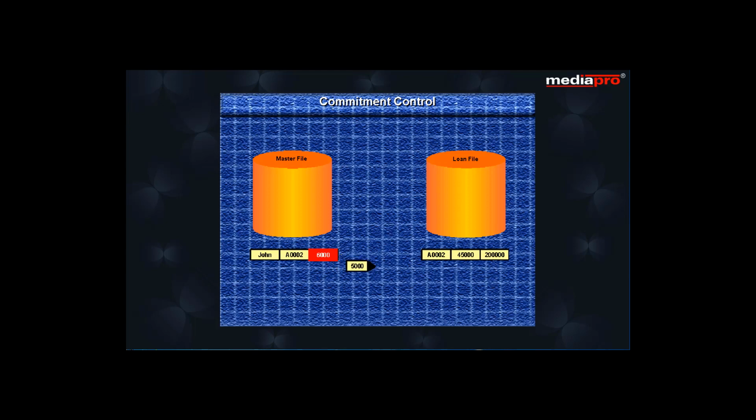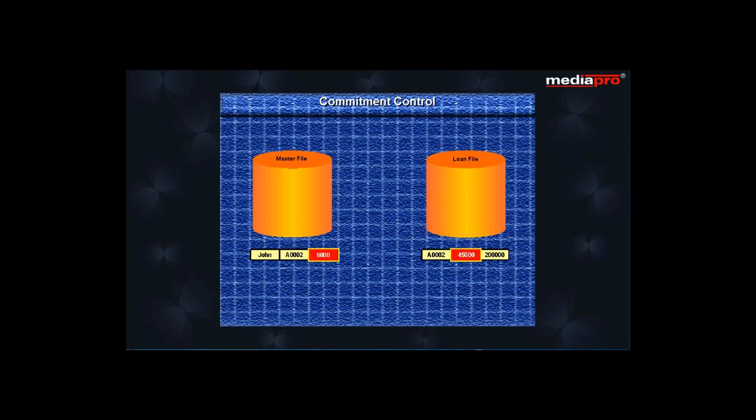Suppose the application program is running and it deducts the installment amount of rupees 5,000 from the customer's savings account. Suddenly, the system shuts off due to a power failure. The installment amount had not been credited to the loan file as yet. This causes an inconsistency in our database files.